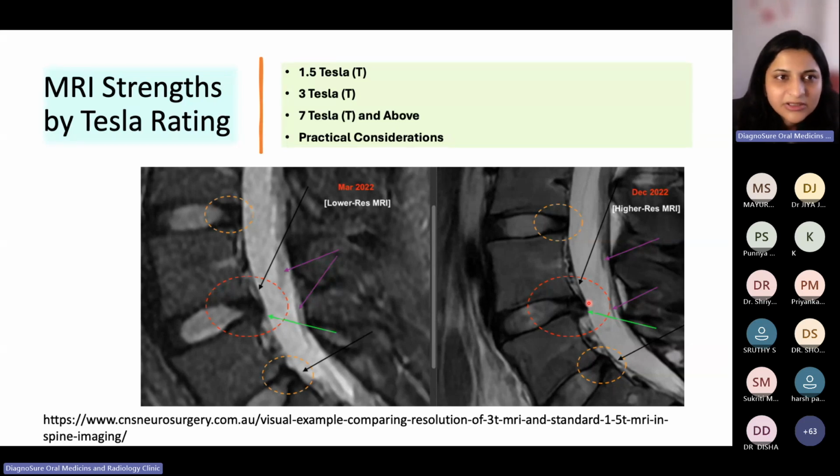I have worked with a 9.4 Tesla scanner, which is generally used for small animals and preclinical imaging. So 7 and 9.4 Tesla are not in clinical practice now. They might come in the near future. The practical consideration is that higher Tesla machines provide more detailed images, but may come with increased cost. They might also cause higher patient discomfort because of longer scan durations.